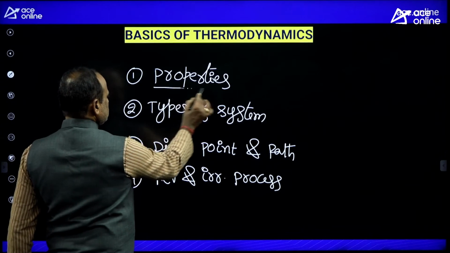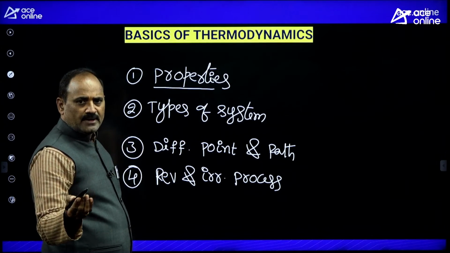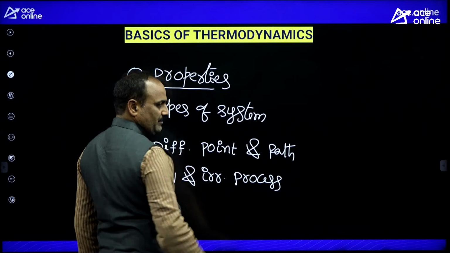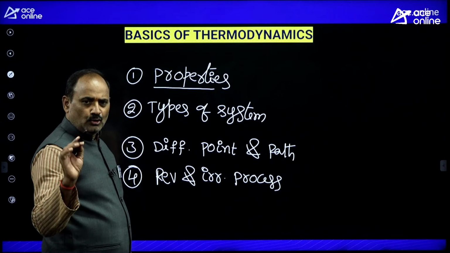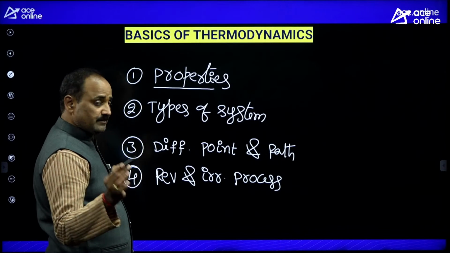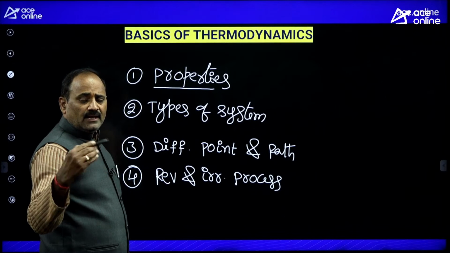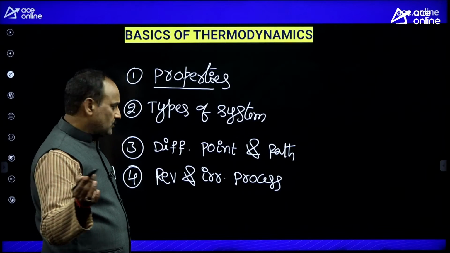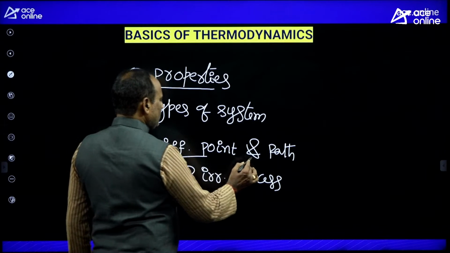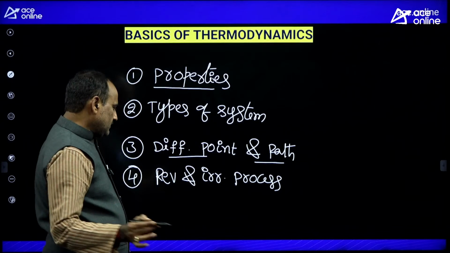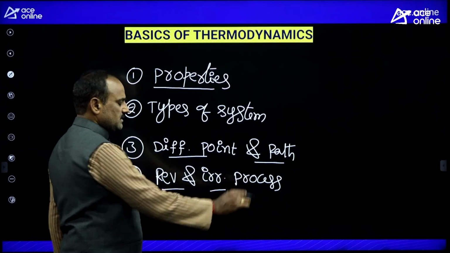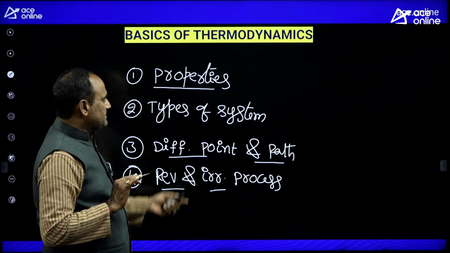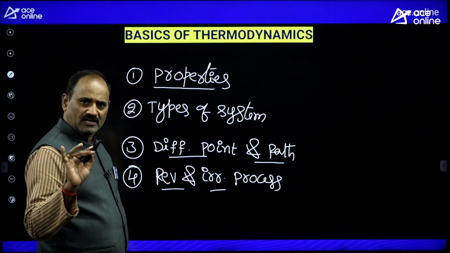Thermodynamic system properties like intensive properties, extensive properties. Types of thermodynamic systems. You might have studied open system, closed system, isolated system. You try to find the practical open system, practical closed system, and practical isolated system. Differences between point function quantities and path function quantities, the reversible process and irreversible process. So these are the most important concepts from the basic concepts of thermodynamics.